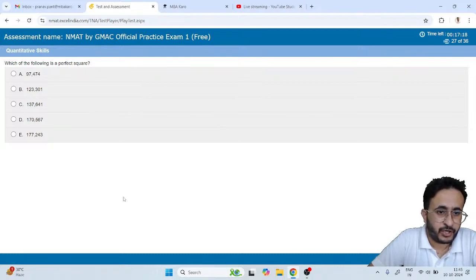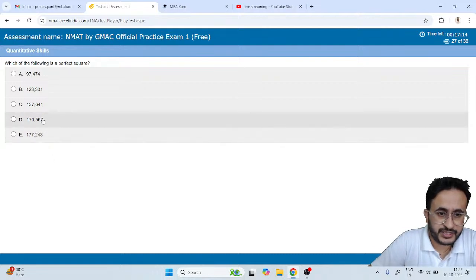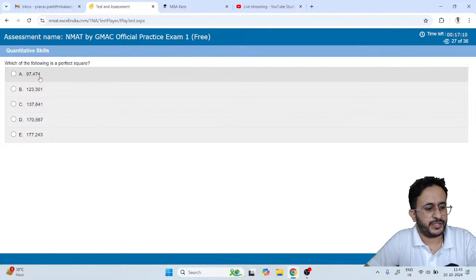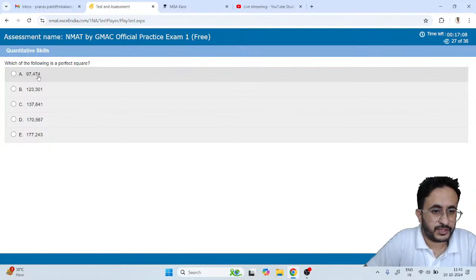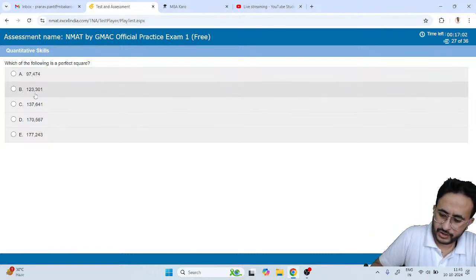Perfect square. Now perfect squares do not end in 2, 3, 7, 8. So these two are ruled out. Now this is ending in 4, so it should be a multiple of 4. If it is even, it should be a multiple of 4. This is not a multiple of 4. We know that 11 squared is 121, and 111 squared is 12321.